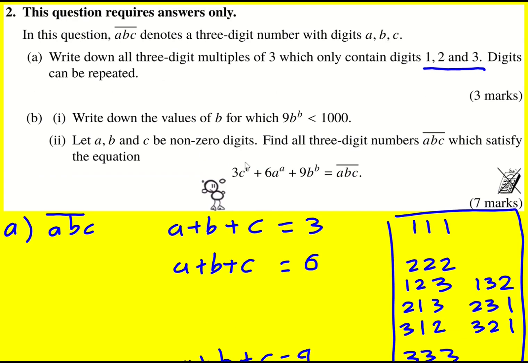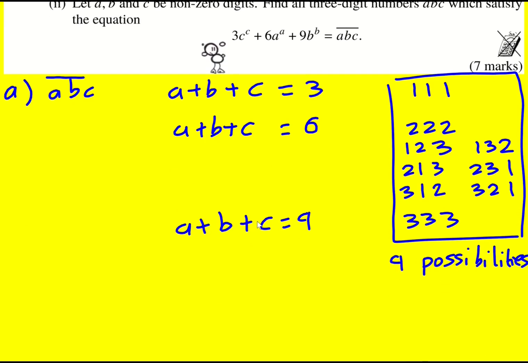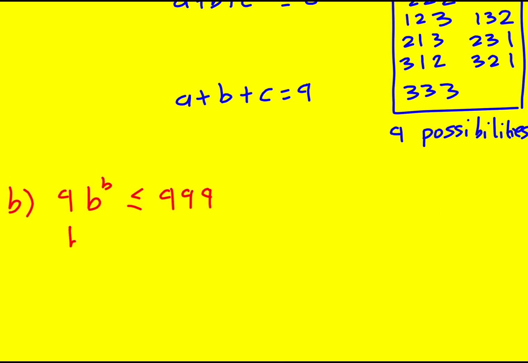In part B, remember this is probably building us up to the last part. In part B1, it says write down the values of B for which 9b to the B is less than 1000. Well, that means it's less than or equal to 999. So B to the B is going to be less than or equal to 111.